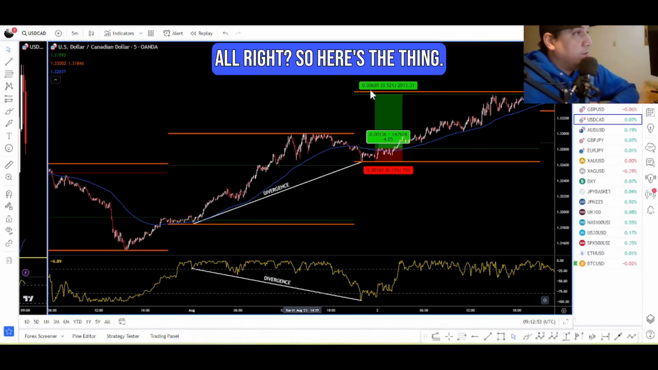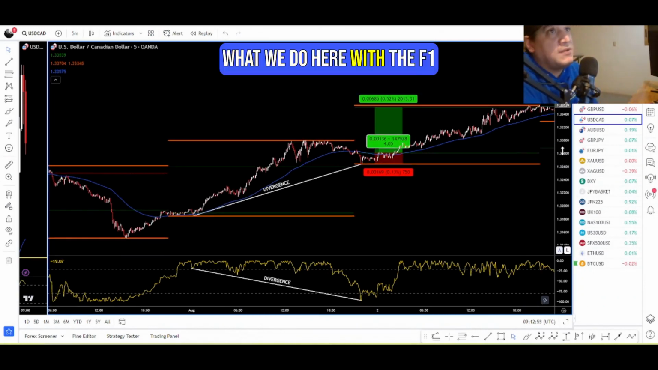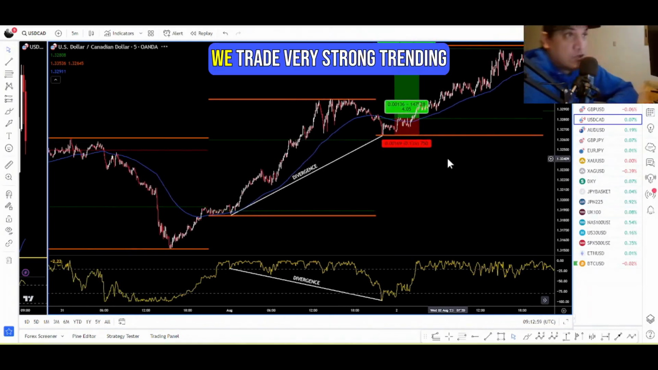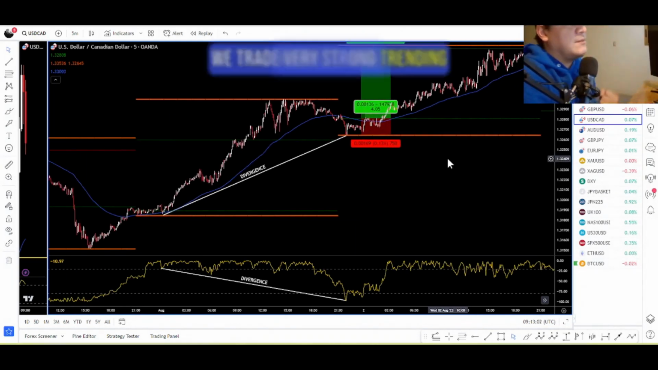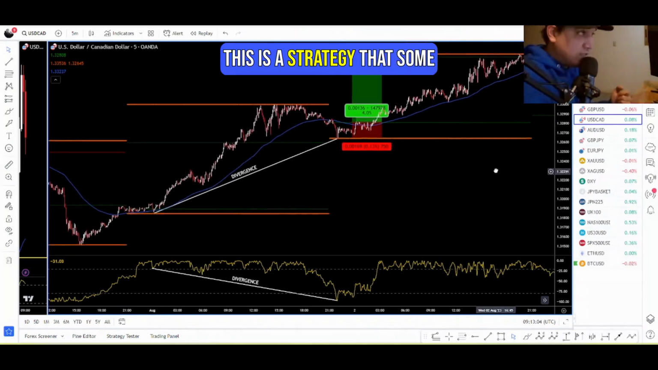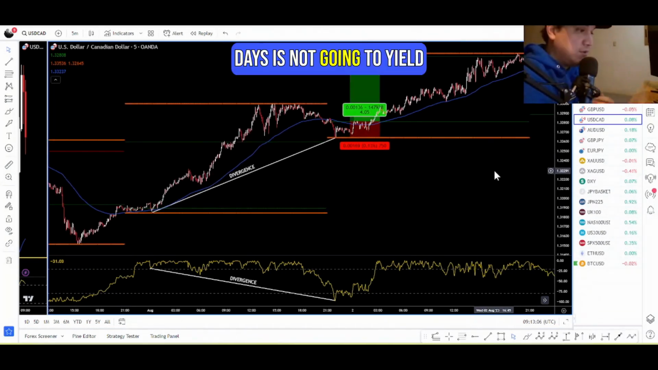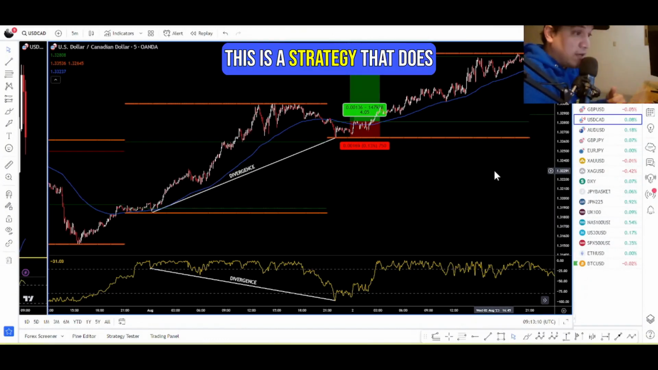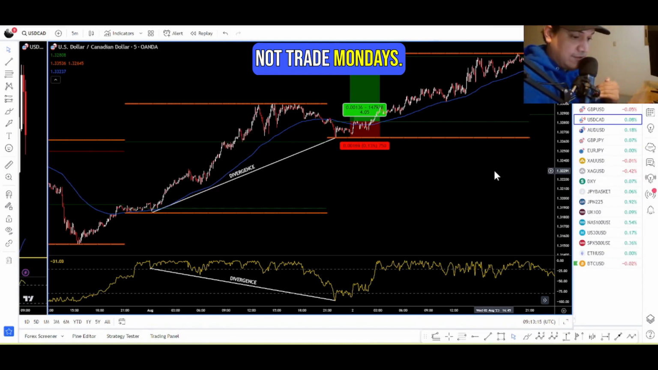All right, so here's the thing. What we do here with the F1 strategy is quite simple, guys. We trade very strong trending markets. Now, this is a strategy that some days is not going to yield any setups. This is a strategy that does not trade on Mondays.